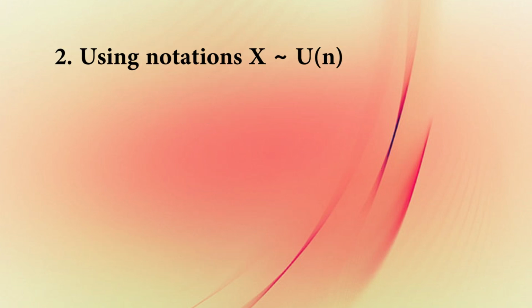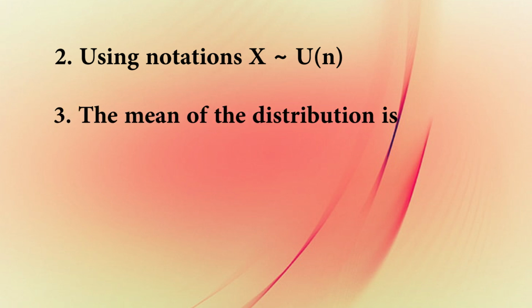Using notations, we denote discrete uniform distribution as X follows Uniform of n. The mean of a discrete uniform distribution is (n plus 1) by 2. This means that the expected value of the distribution is the midpoint of the range of possible outcomes.